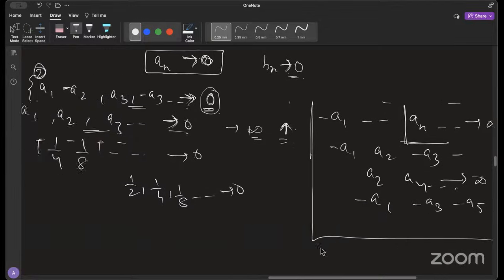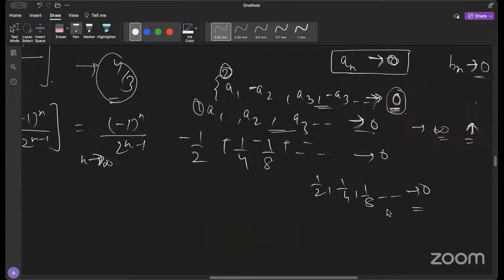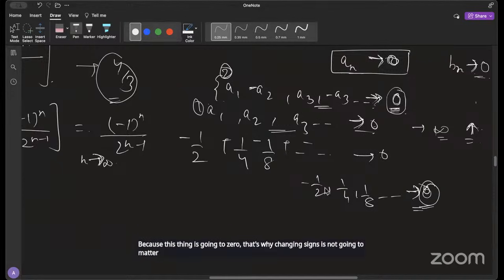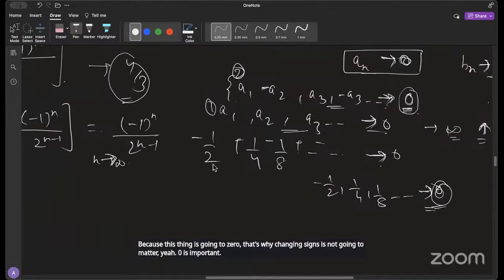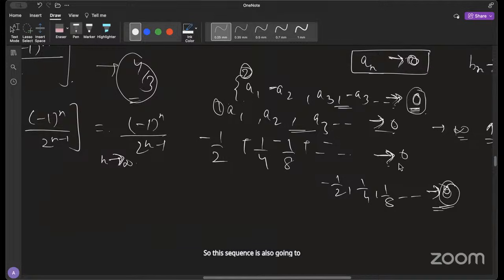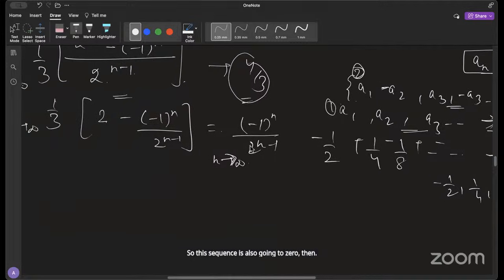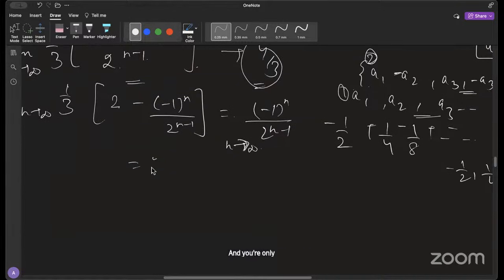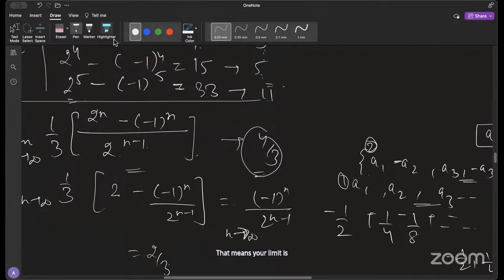Okay, ma'am. This thing is going to 0. Because this thing is going to 0, changing signs is not going to matter here. 0 is important here. So this sequence is also going to 0 then. That means this entire thing goes to 0 and you're only left with 2 by 3. That means your limit is 2 by 3.